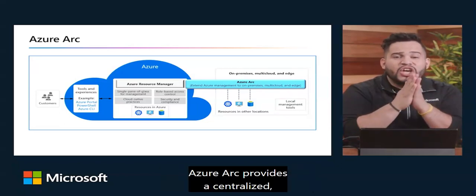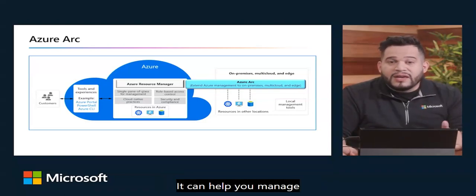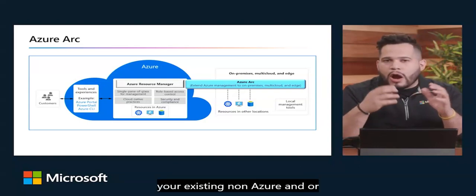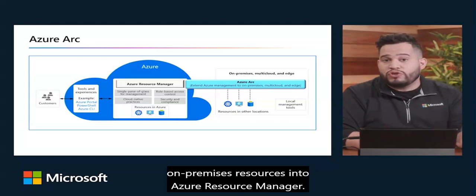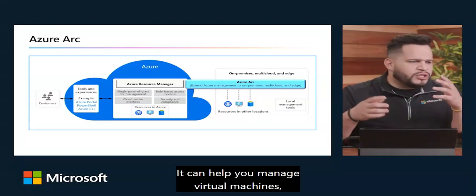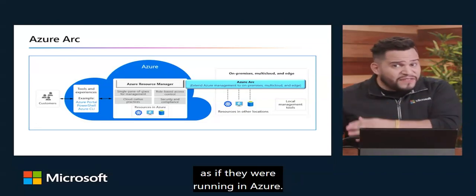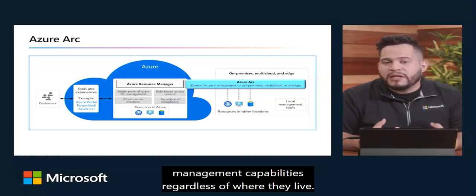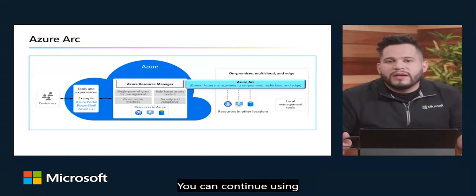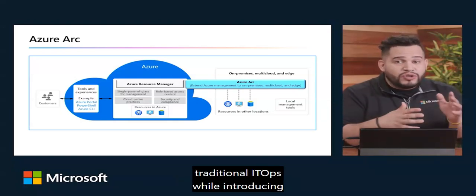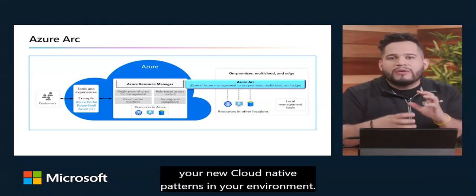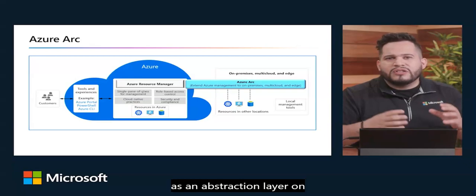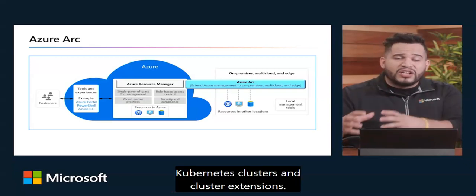Azure Arc provides a centralized, unified way to do many things. It can help you manage your entire environment together by projecting your existing non-Azure and/or on-premises resources into Azure Resource Manager. It can help you manage virtual machines, Kubernetes clusters, and databases as if they were running in Azure. You can even use familiar Azure services and management capabilities, regardless of where they live. You can continue using traditional IT ops while introducing DevOps practices to support your new cloud-native patterns in your environment. You can configure custom locations as an abstraction layer on top of Azure Arc-enabled Kubernetes clusters and cluster extensions.